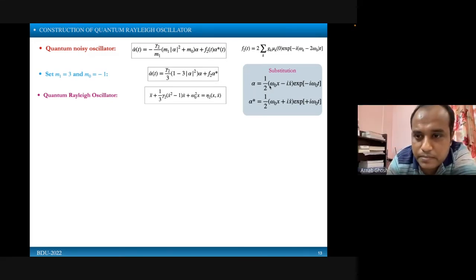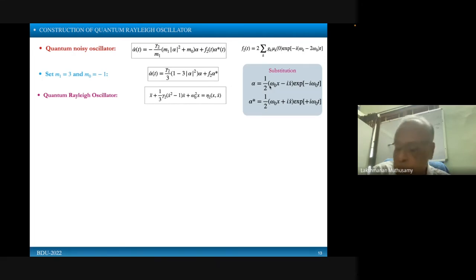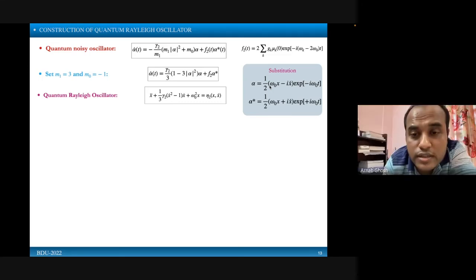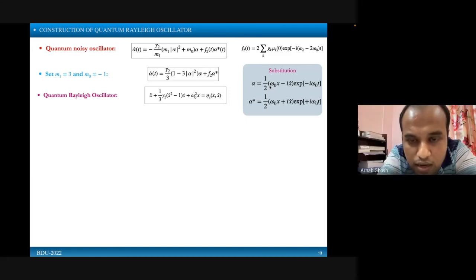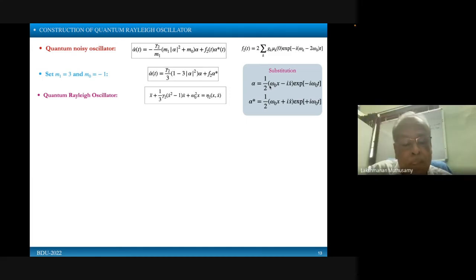Yes. Dr. Ghosh, you are just making a transformation from the C number Langevin equation through these substitutions. So why do you then call the resultant equation quantum oscillators? Why do you call the resultant equation in terms of x quantum van der Pol or quantum Rayleigh and so on? Still, it's a C number equation after this substitution, alpha equal to half omega naught x minus i x dot.